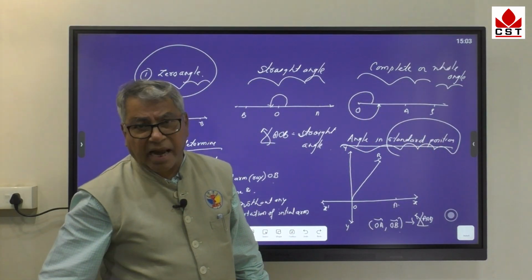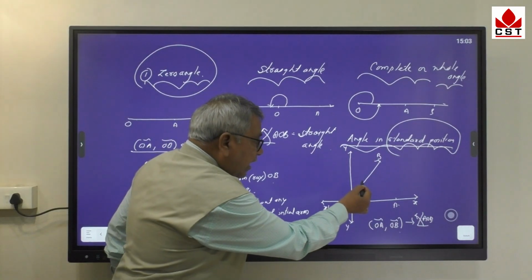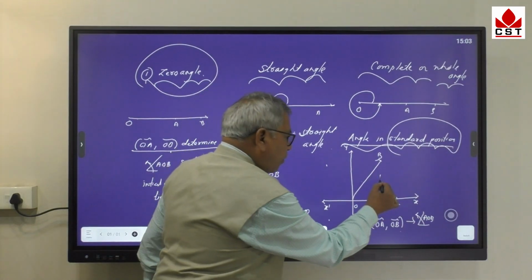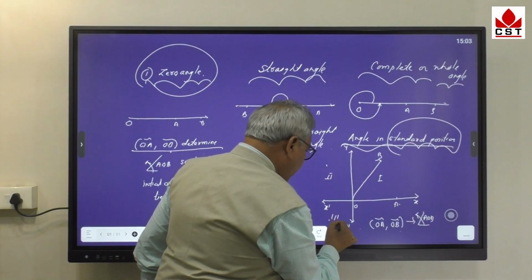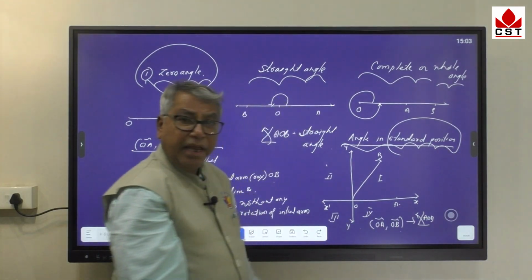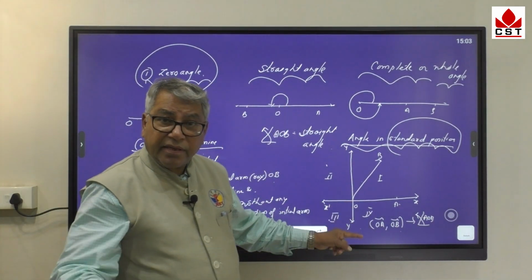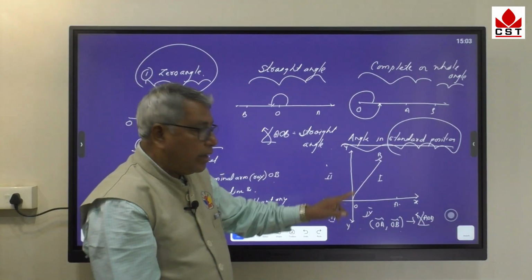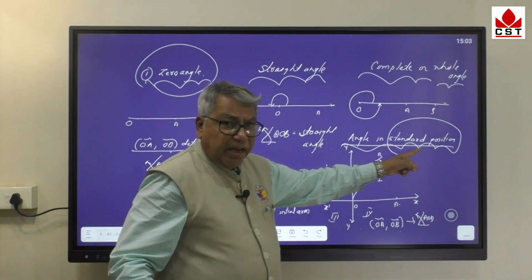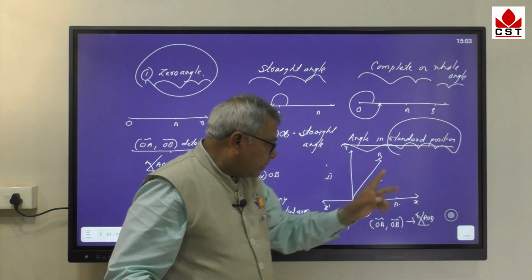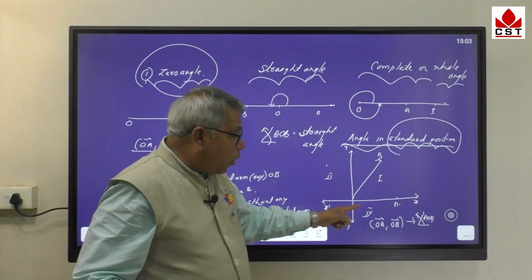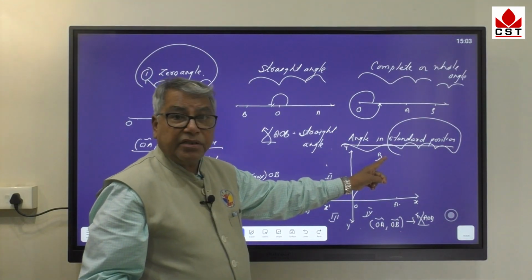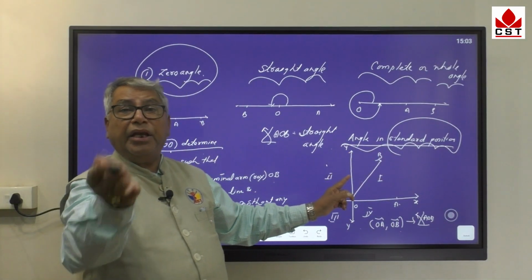Angle in standard position. If the terminal arm lies in any quadrant, say this is quadrant 1, this is quadrant 2, this is quadrant 3, this is quadrant 4, for any quadrant, right? Then we say that the angle is in that quadrant. See, first of all, the angle is in standard position, and its initial arm OA lies along the positive direction of x-axis, and the terminal arm lies in any quadrant. It is said to be angle in quadrant.